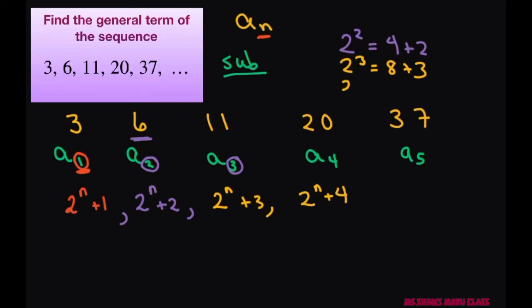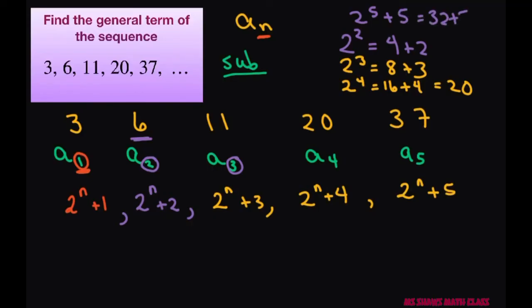So I'm guessing this one's going to be 2 to the nth power plus 4. So let's see. 2 to the 4th power is 16 plus 4. That gives me 20. And then for this one, this would be 2 to the nth power plus 5. And let's see what that gives me. Just to make sure, 2 to the 5th power is 32, plus 5 gives me 37. So that works.